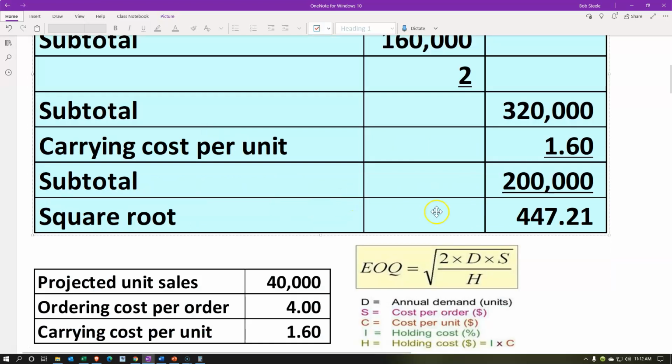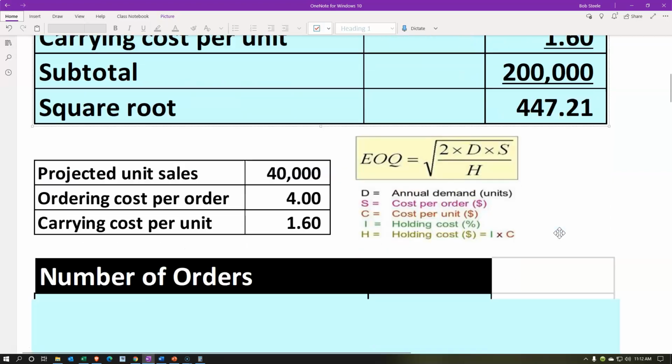We're going to order at any one time 447 units. So we're going to order about 447 units at a time. Obviously, we're not going to order a part of a unit. That doesn't really make sense. But 447. So it's rounded to 447 units that we're going to order.